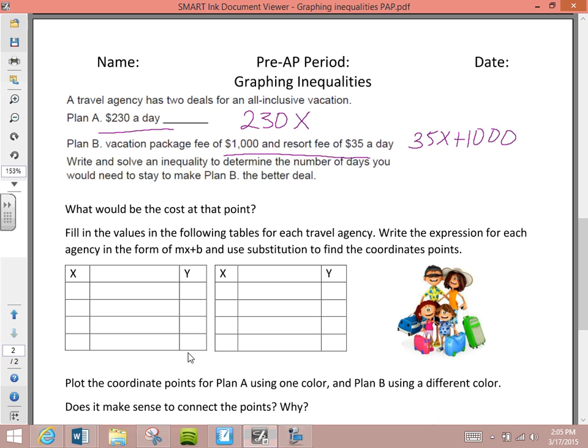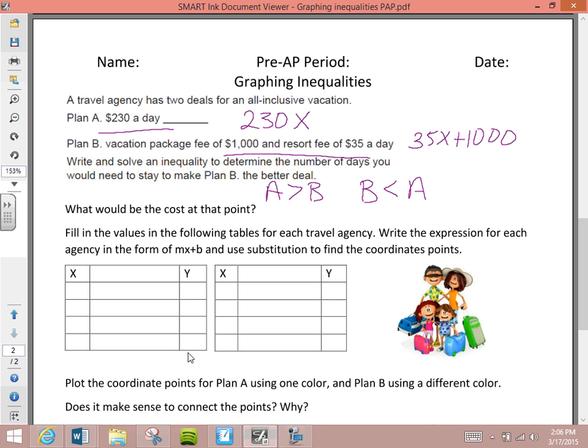And now here comes the most important part. What are we trying to find? So we look at this thing and it says, write and solve an inequality to determine the number of days you would need to make plan B the better deal. What would I write? A is greater than B. That's one option. What is the other one? B is less than A. In other words, when is A more expensive than B, or when is B cheaper than A, right? Either way would work. Just keep that in mind.